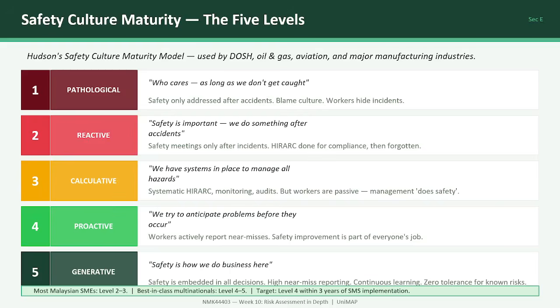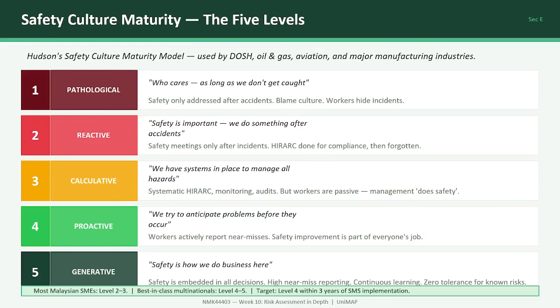There is genuine concern for safety after incidents, but the response is still reactive. Safety meetings are called after accidents. HIRARC is completed when DOSH requires it, but is never reviewed or updated. There's more awareness than at level 1, but the system is still fundamentally driven by events rather than anticipation.